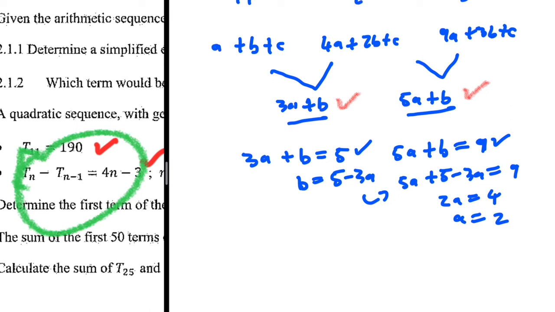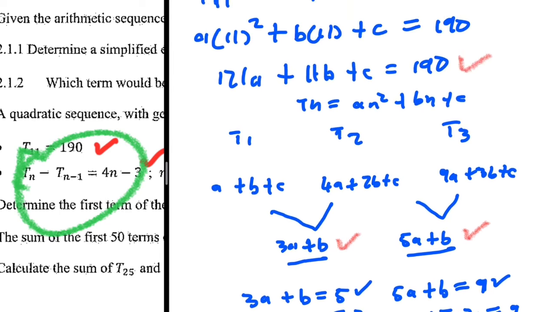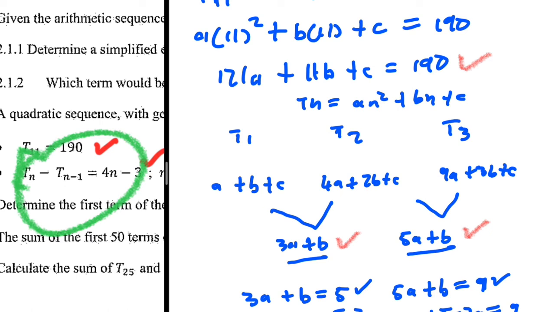And then b, on the other hand, 5 minus 3 multiplied by a. A happens to be 2. So 5 minus 6, that is minus 1. So b is equals to minus 1. A is equals to 2, b is equals to minus 1. We need c. In order to find c, we're going to use T11. We're going to come back here to this equation here, because now we have a, we have b, we just need c.